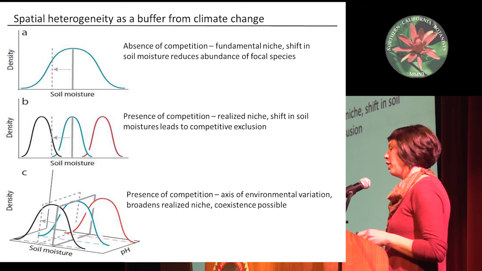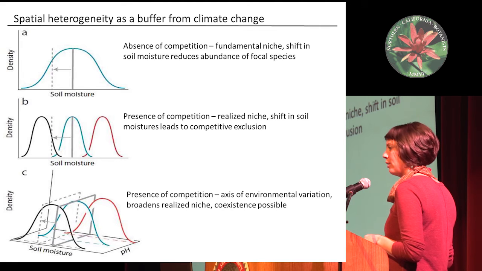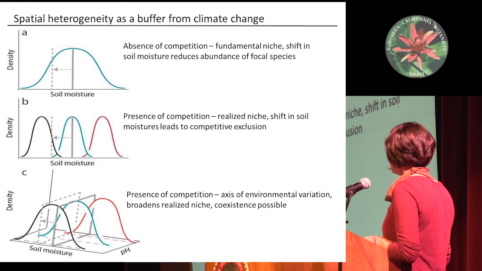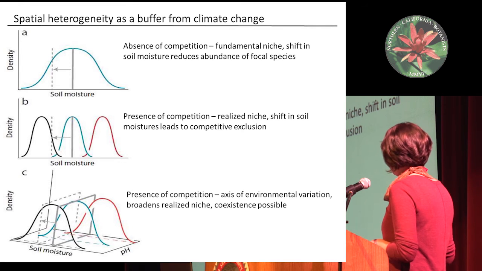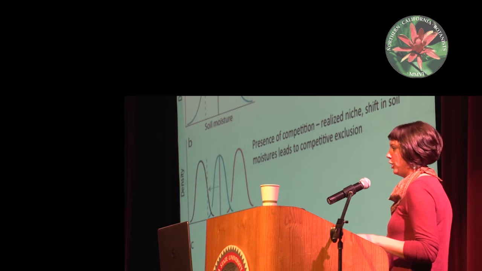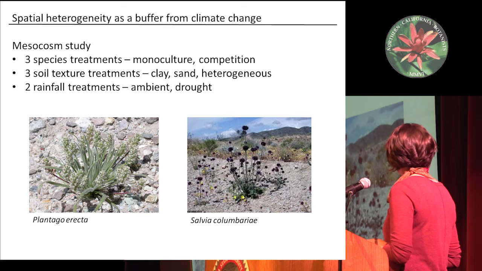To get heterogeneity to play a role, we have to add another axis of variation. So in this case, we're just using pH as an example. So now each species has a much broader realized niche, and they can still exist if we get that same shift in drought. So this is the idea.